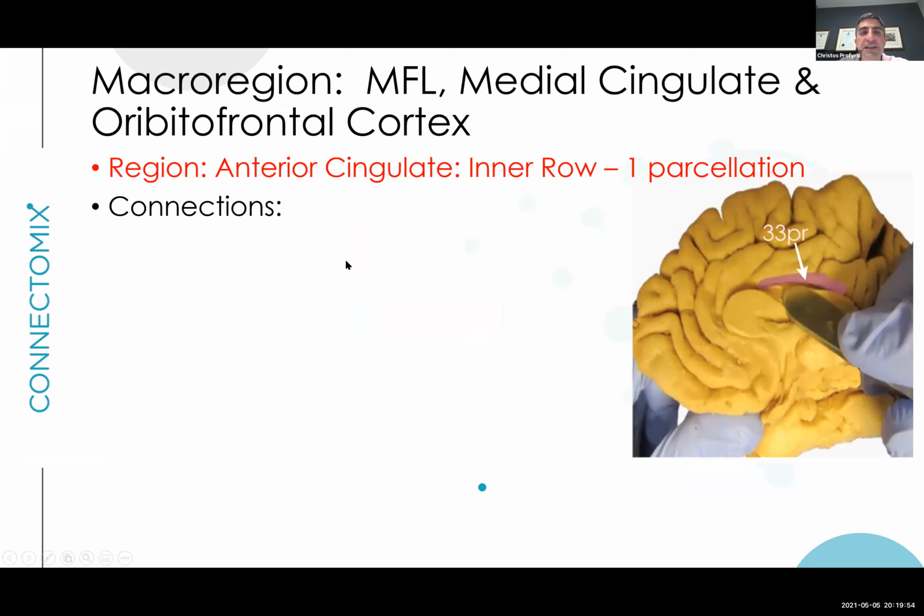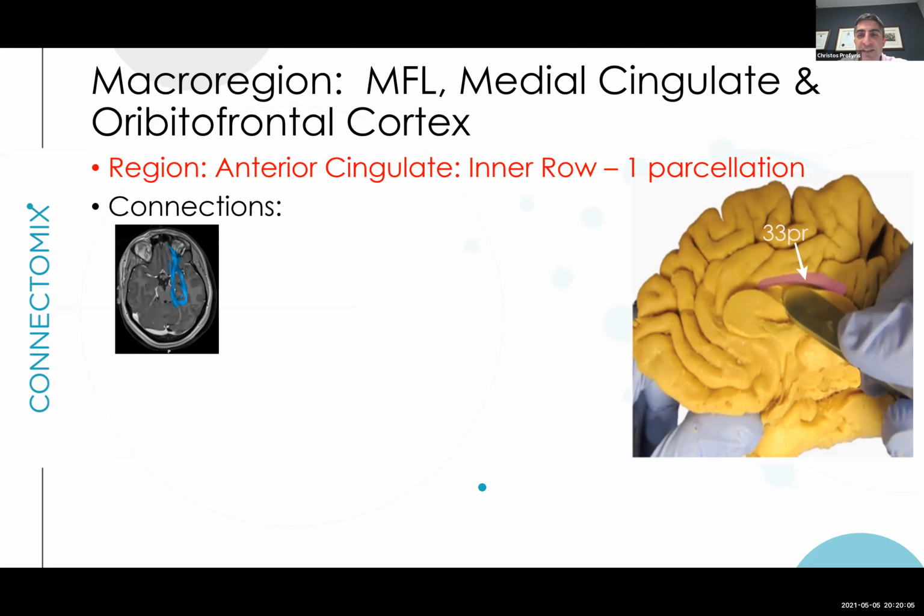Okay, so if we look at the anterior cingulate complex and we look at the inner row, there's only one parcellation, and that's right above the corpus callosum, and that's 33 prime. As expected, because the cingulate bundle travels along the cingulate gyrus, it's connected to the cingulate bundle, which goes all around that Papez circuit.